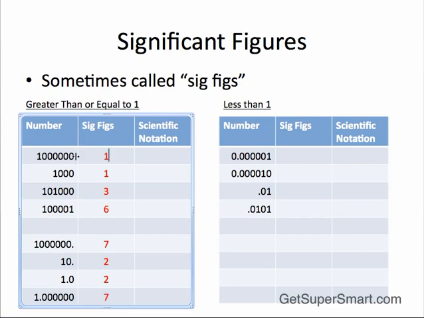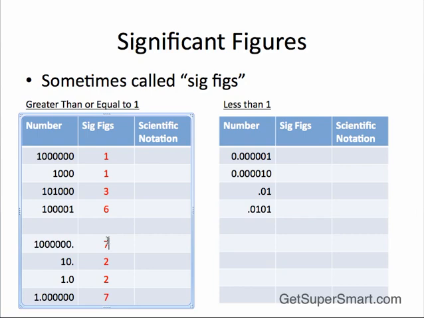So if you don't have that decimal, remember, you've got to go to the left until you find the first non-zero digit. Then you start counting. If you have a decimal, things get easy. You can basically count everything. So what about numbers less than 1?